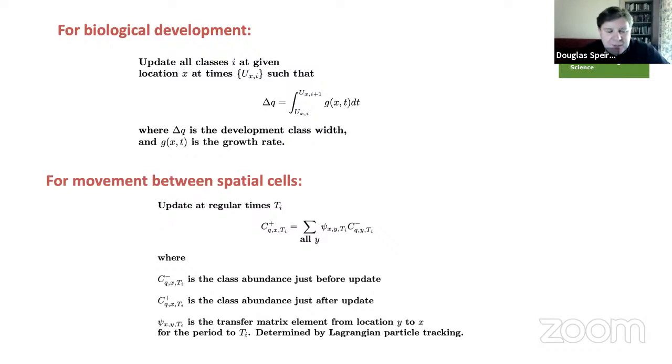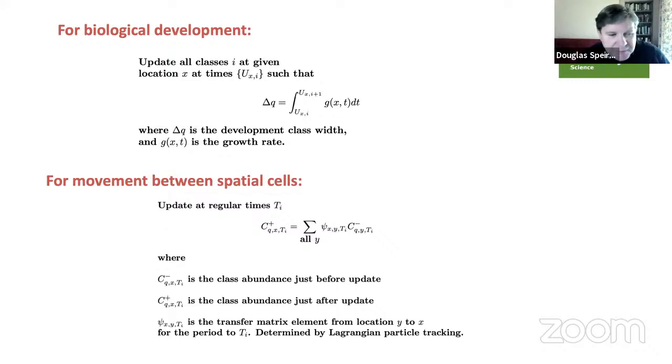I'm not going to pepper the talk with a great deal of equations, but I'll put in a little bit of ceremonial mathematics, as it were. For the biological development, we divide up the life stages from eggs up to adults into a set of discrete classes. Then we grow the population locally at a given grid cell along these development classes by computing the integral indicated here. Delta Q in this equation is the width of a development class. We want to integrate the growth rate such that we achieve growth that spans one class width. That amounts to solving this equation with an unknown upper bound to the integral. The growth rate depends on the environment, in space: temperature and food.